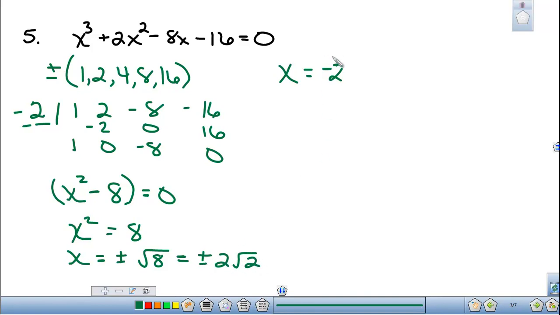And in this problem, we're just looking for the rational roots. So the only rational root, or the 0, of this function is x equals negative 2. And we will be concluding this lesson.